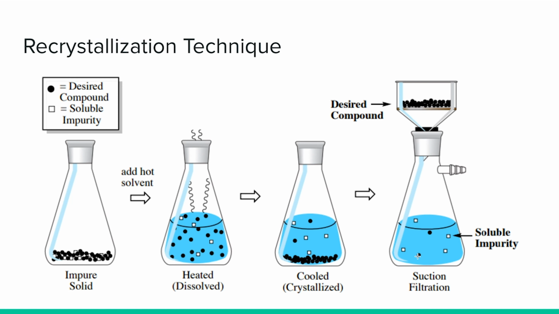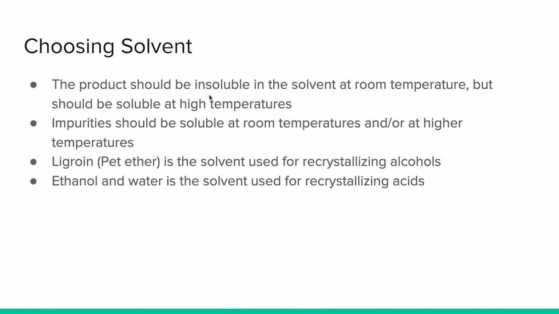Let's talk about choosing the right solvent. The product should be insoluble in the solvent at room temperature, but it should be soluble at high temperatures. So when we heat it up, it should dissolve somewhat easily. The impurities should be soluble at room temperature and or at higher temperatures so that they don't form with the crystals. And then in lab, we usually use ligroin or petroleum ether as a solvent for recrystallizing our alcohols. And then we use ethanol and sometimes some water to recrystallize our acids. For the example today, we'll be using ligroin to recrystallize the alcohol from the Cannizzaro reaction.